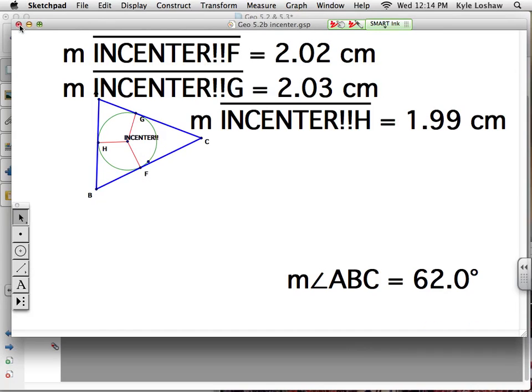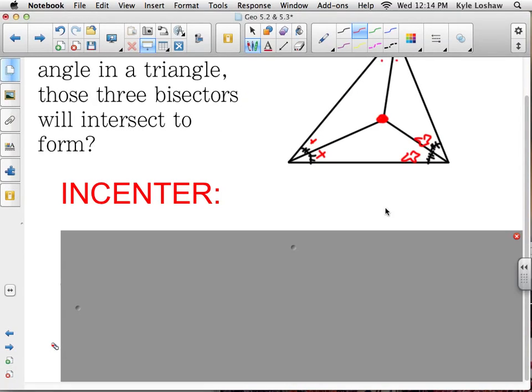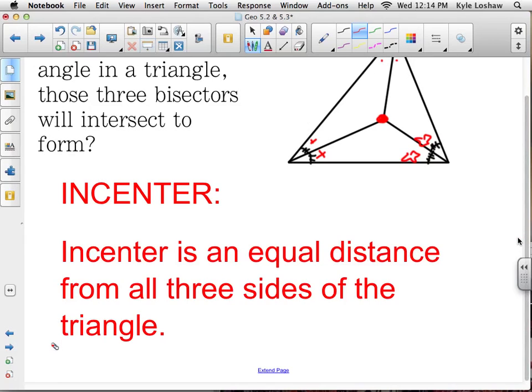So the last thing for today, if we go back to our incenter, the reason we're finding the incenter is because the incenter is an equal distance from all 3 sides of the triangle. It's going to be actually at a specific part that we're going to get more into with our activity coming tomorrow.